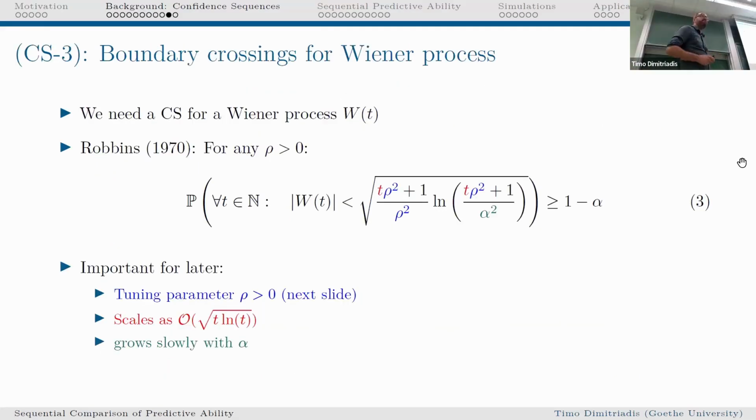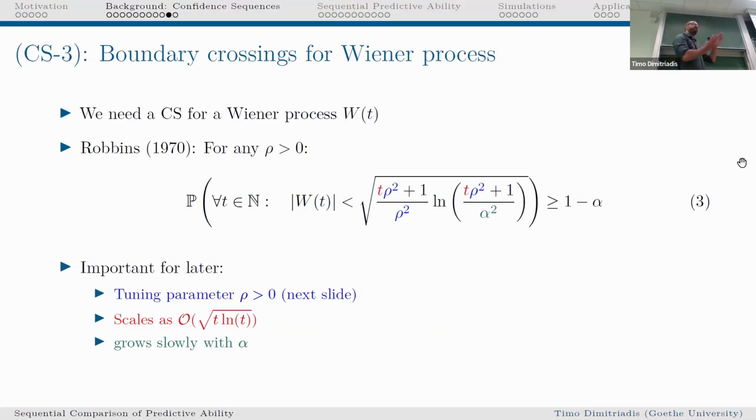All right. Now let's talk about boundary crossings for Wiener processes. So let's say we have a Wiener process W_t. Now there are old results from Robbins that for any rho greater than 0, the probability that at any time t the Wiener process exceeds that boundary is larger than 1 minus alpha.